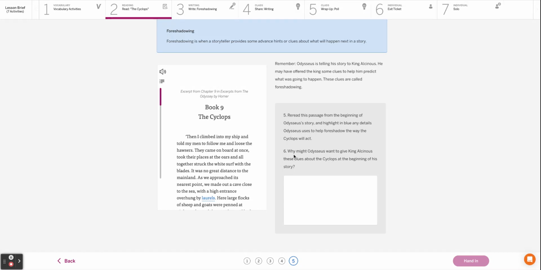And highlight those. It says do it in blue. Highlight those in yellow. I know it says blue, but we already did stuff about the Cyclops in blue. Why might Odysseus want to give King Alcinous these clues about the Cyclops at the beginning of his story? Think about Odysseus's motivation, what he's trying to do, where he wants to go. Why would he want to do those things for the king?